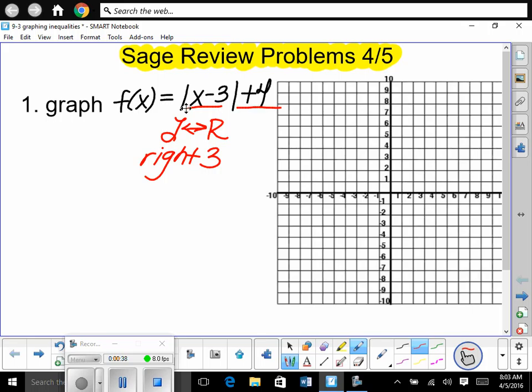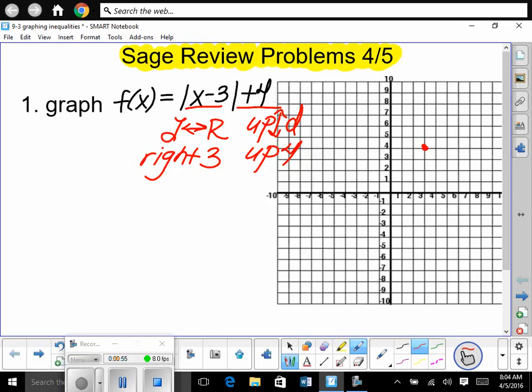Anything added to your function on the outside of the function is your shift up and down, and your sign stays the same. So we're going up 4. So that's where we're going to start, right 3, up 4. So I'm going right 3, up 4. There's the vertex, they call it, the lowest or highest point.